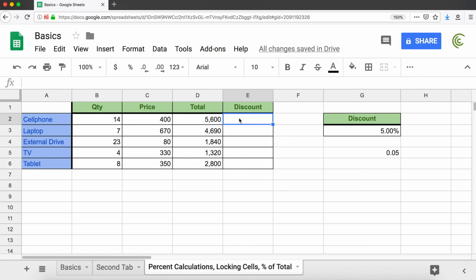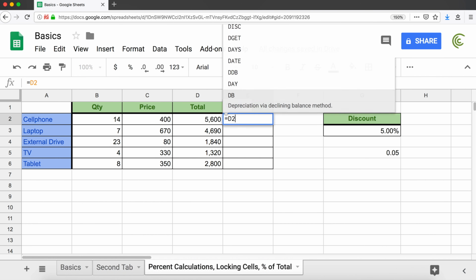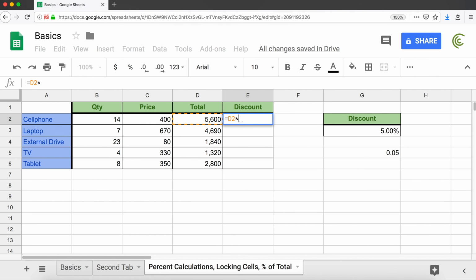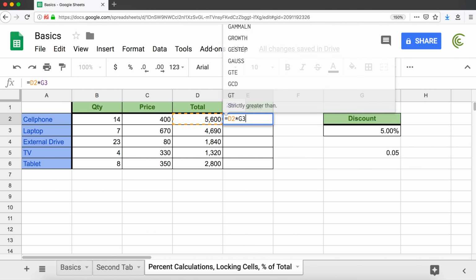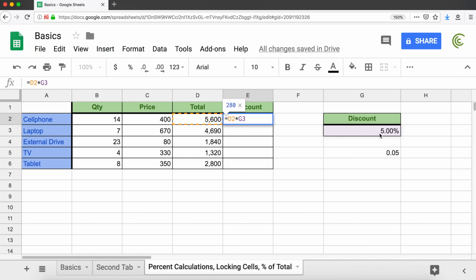So we go here. I'm going to start with equal sign. We need this 5600, which is D2. And I'm going to multiply that, which is that star or asterisk, by this 5%. That's G3. So G3 to multiply it by this. The reason we multiply is because we're not multiplying by the formatted cell. We're multiplying by the underlying number, which is 0.05. So we're multiplying 5600 by 0.05, which would give us 5%. I hit enter. See, 280. That's 5% of this number.